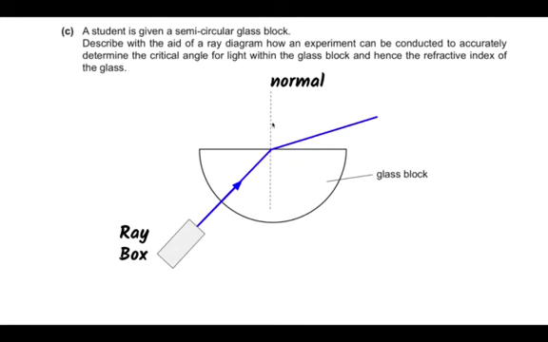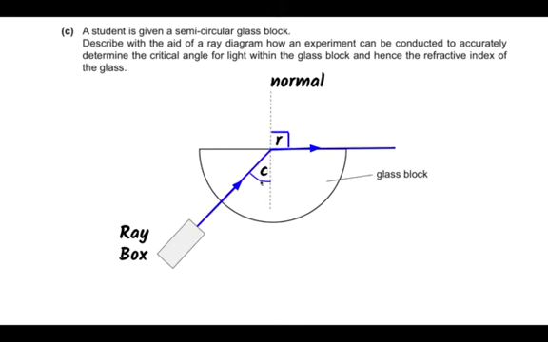And you can see how this refracting away from the normal leads to the critical angle. We want to keep moving the ray box to the left in this diagram until we end up with the situation exactly like this, where the refracted ray grazes the surface of the glass block. The angle of refraction would be a right angle, and the angle of incidence that causes an angle of refraction of 90 degrees is now known as the critical angle.